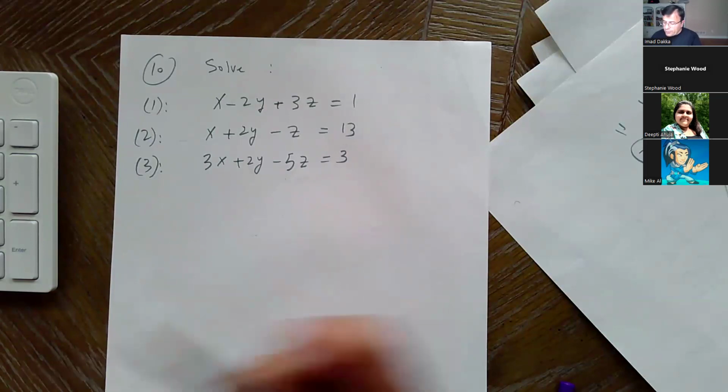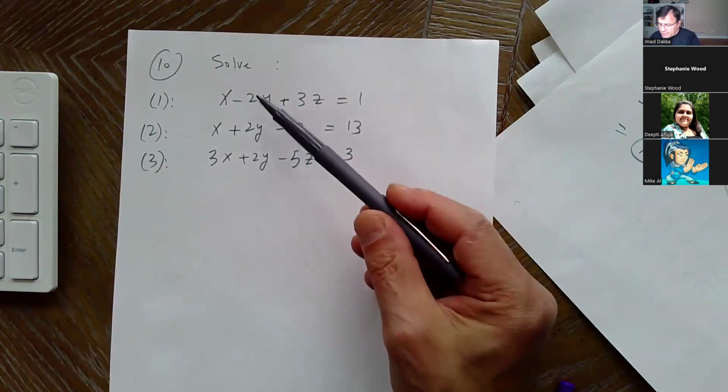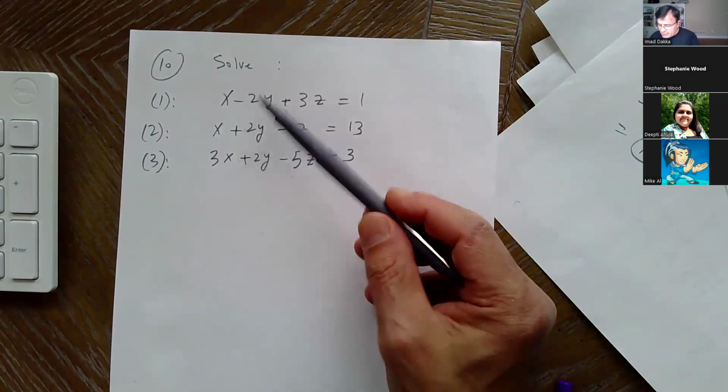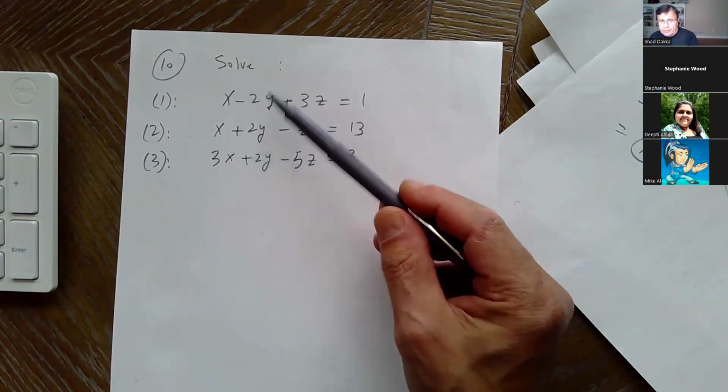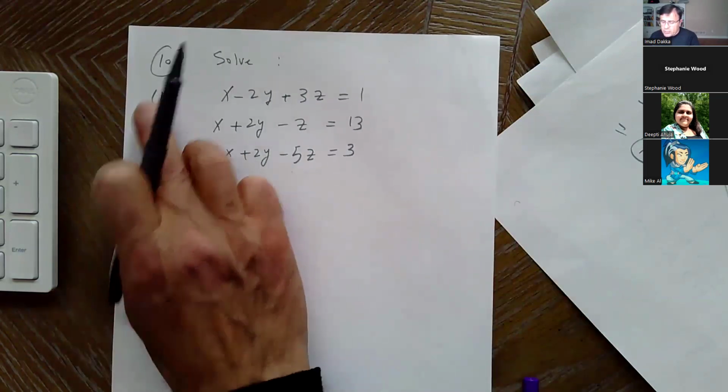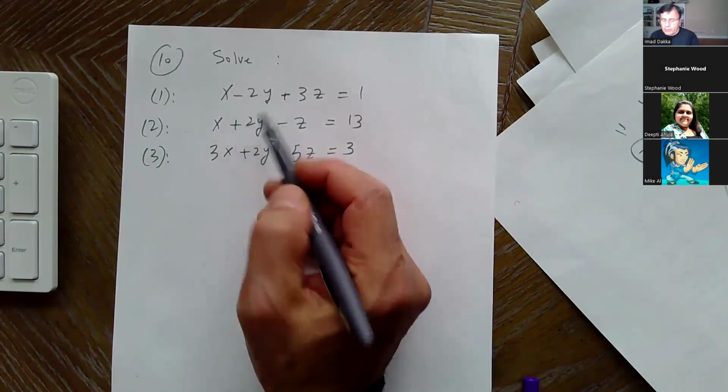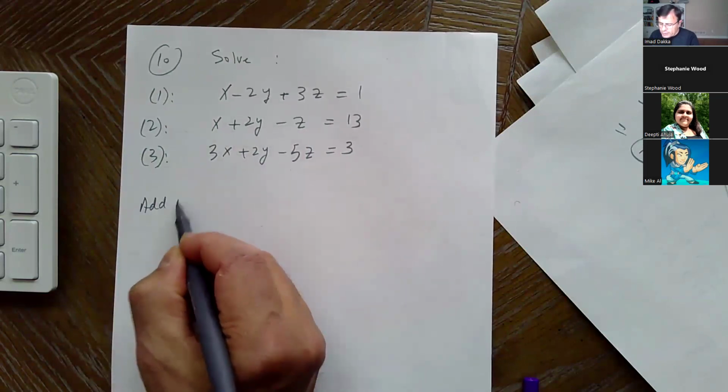Okay. So if I want to do elimination, as long as I'm looking at x, y, and z, the easiest variable to eliminate is y. So I'm going to add equations 1 and 2 because the y's will cancel out. So add 1 and 2.